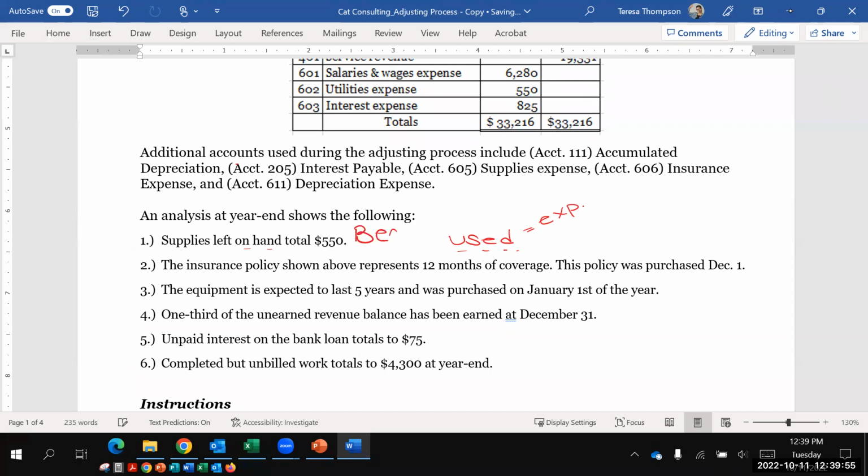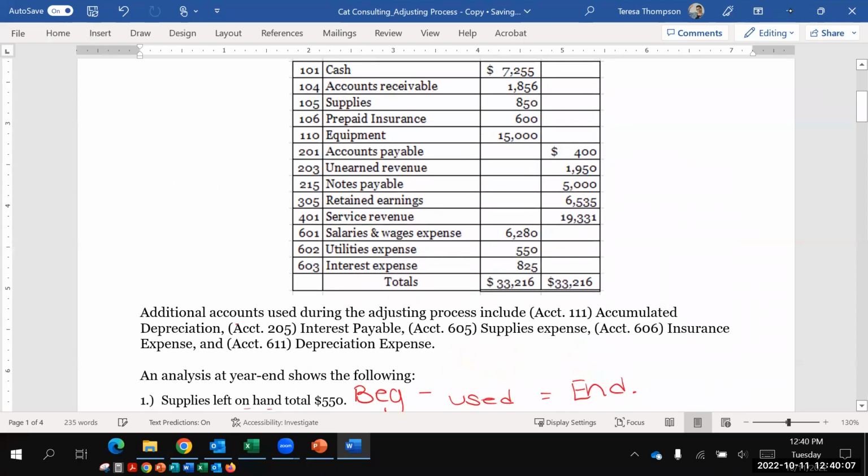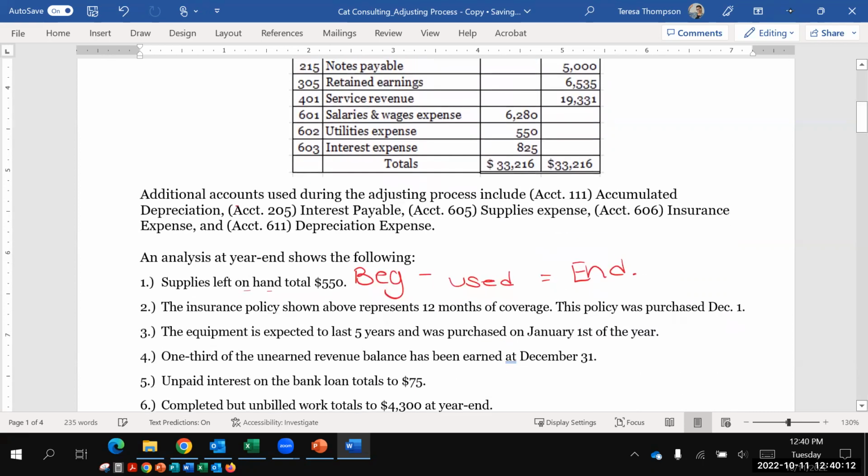So let's see what we start with, minus what we use equals our ending balance. Okay, so go up to your unadjusted trial balance. Supplies started off with an $850 balance. Okay, so we started with $850. We don't know how much we've used, that's our unknown, but we do know that what's left on hand, that's another way of saying the ending balance at the end of the period, is $550. So solve for X. So your usage is 300. So that's how much we're going to put into expense.